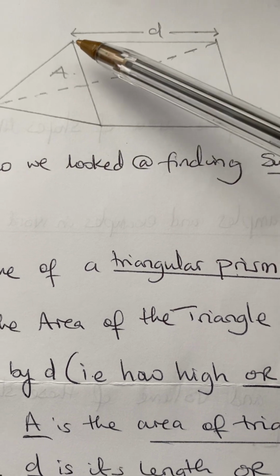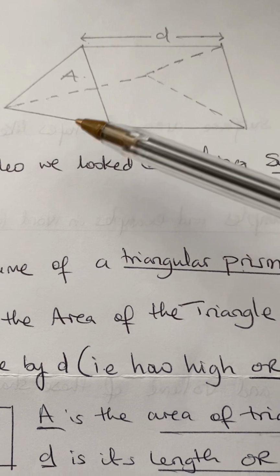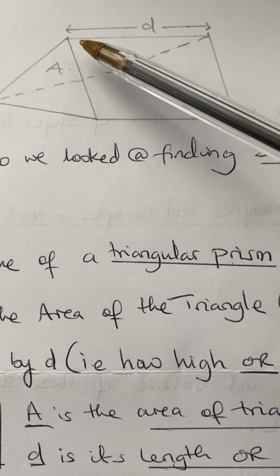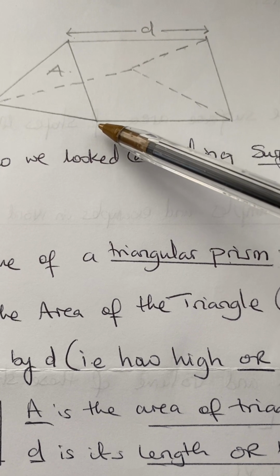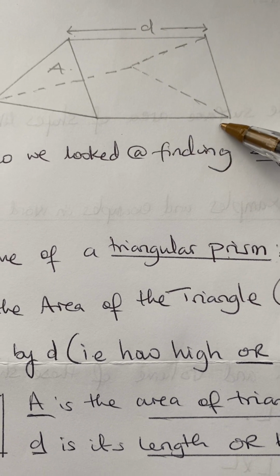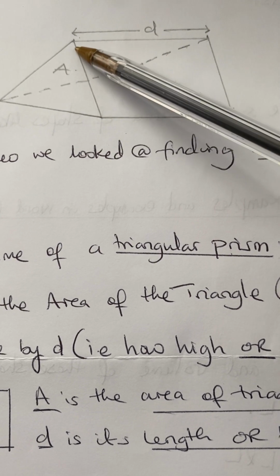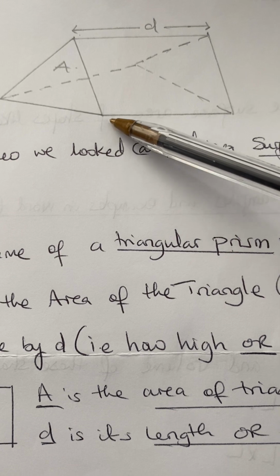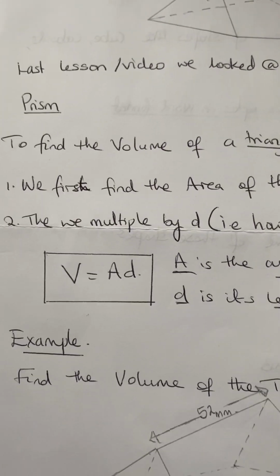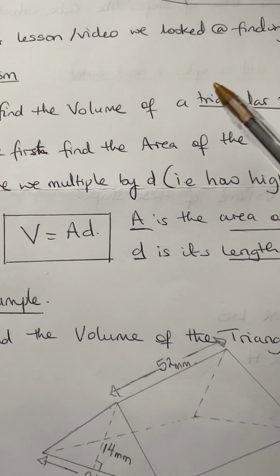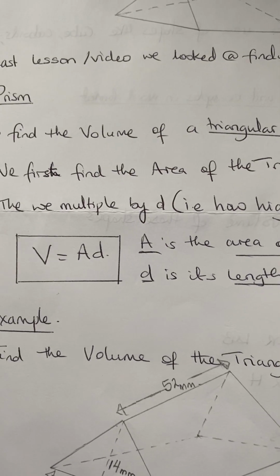Okay, and then you multiply by the distance, the length of the prism. So if the prism, this distance to this distance, is the same as this distance to this distance, and they give you one of them, all you need to do is to find the area and multiply by the distance. Okay, so to find the volume of a triangle prism, that's what I found.